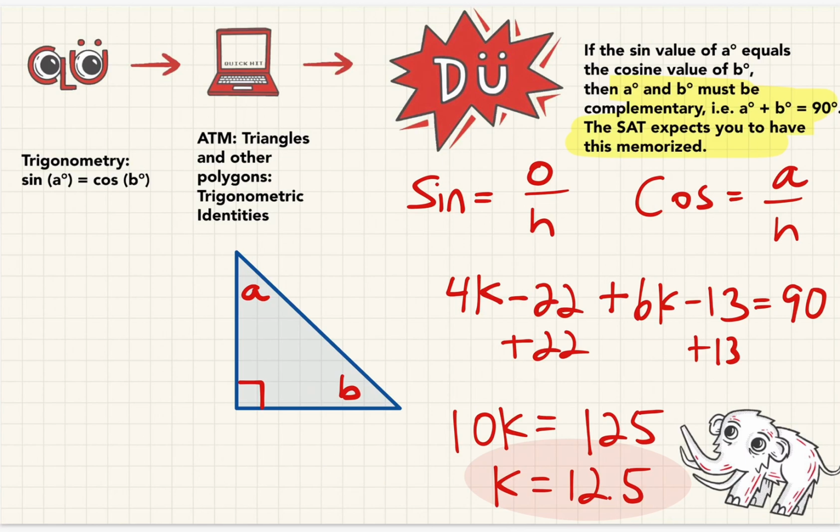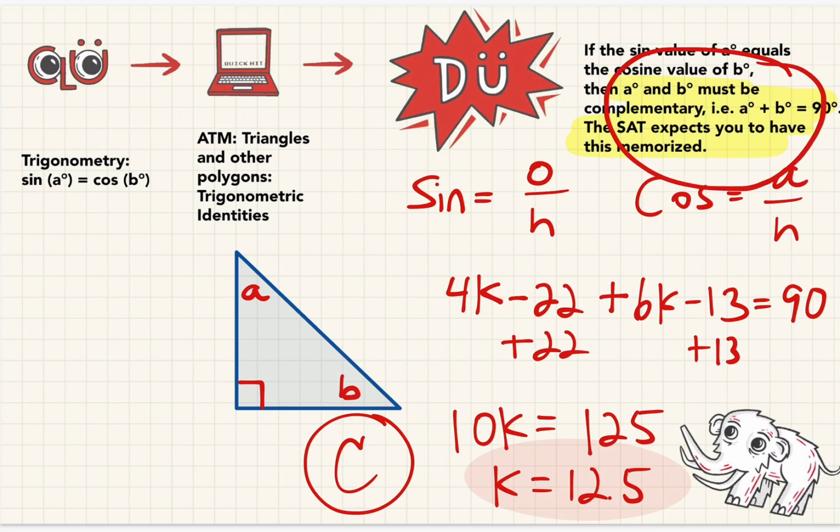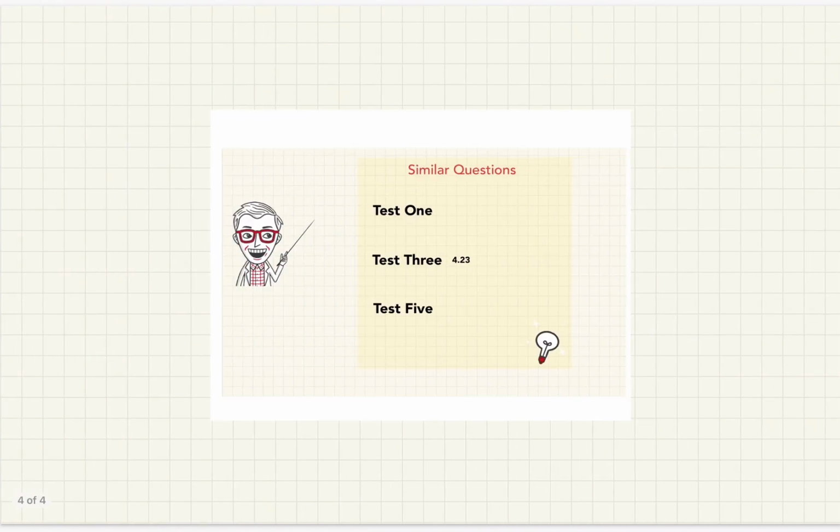A problem like this will show up later in the section, but if you simply remember this fact, when they tell you that the sine of A equals the cosine of B, they're telling you, hey, add these up and set them equal to 90 every single time. There you go. We just did it.